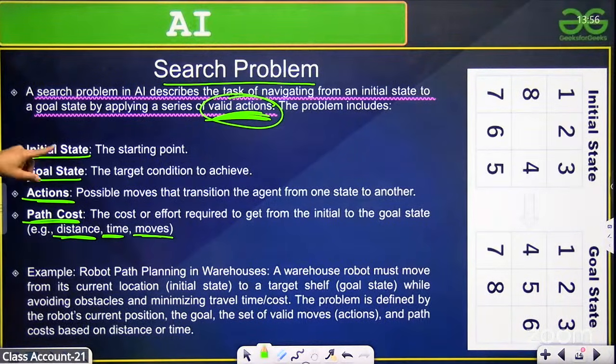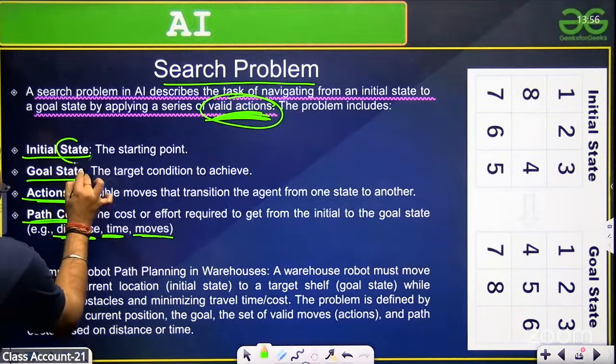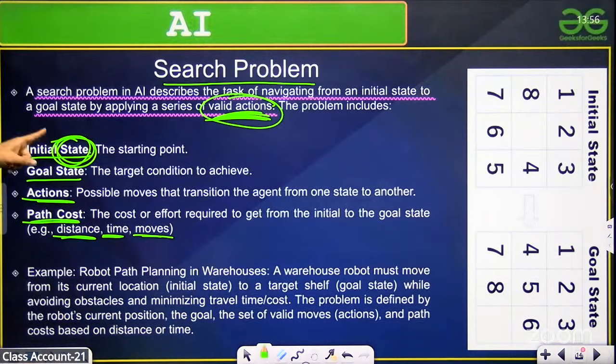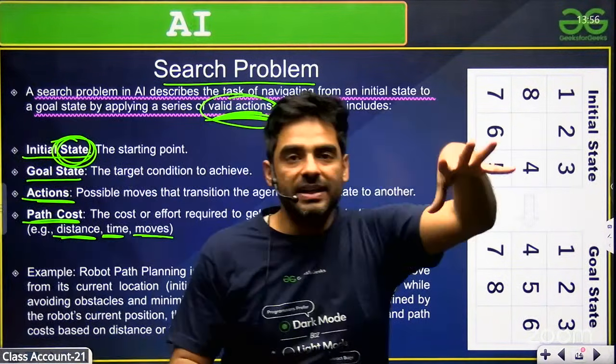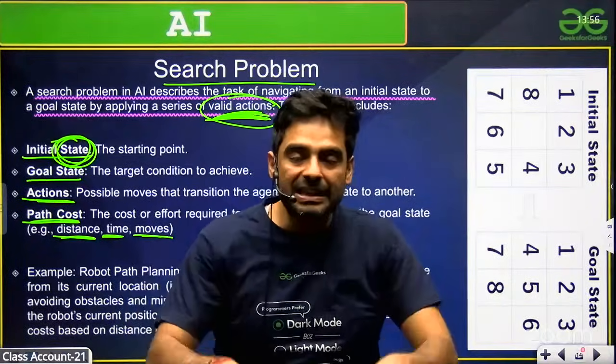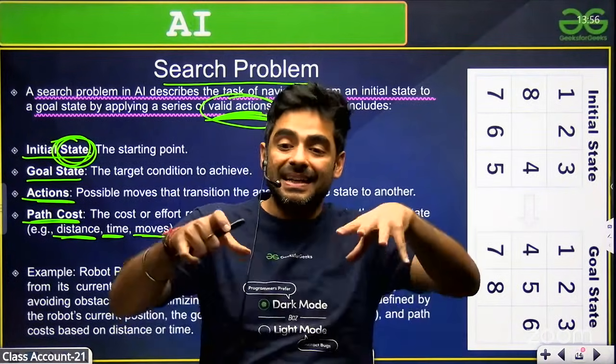Now one term that has arrived is state. Now what is a state? For example, state is what I am presently standing at, Geeks for Geeks. So this is my present state.